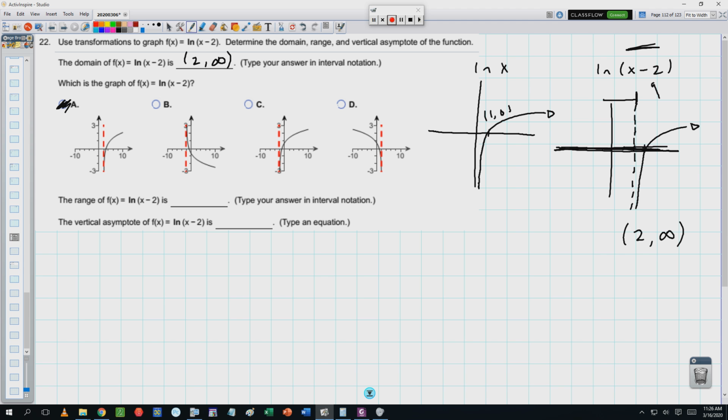There is your graph. The range on logarithms is anything, because it comes from the bottom and goes up. Now it goes that way in a hurry, but it is still climbing. Your range is everything. And this one had a vertical asymptote of x is equal to 2.